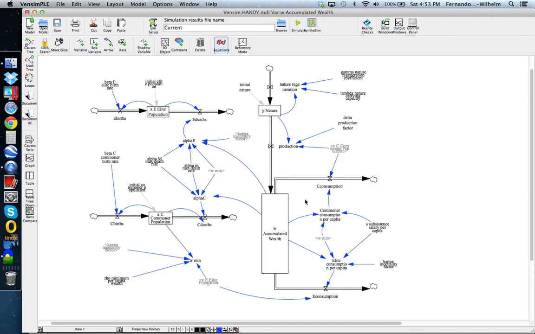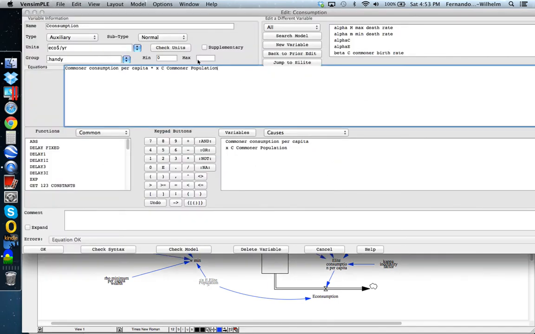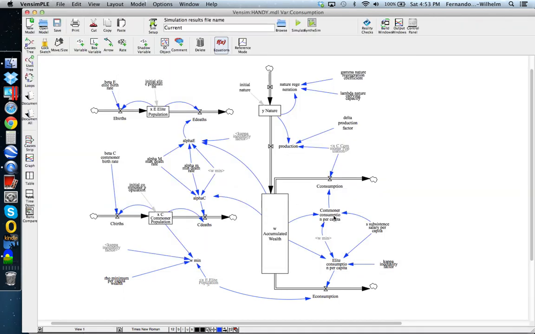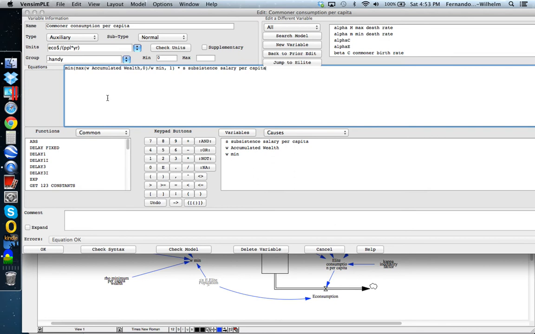Let's take a look at the consumption, and I'll pick for example, the consumption of commoners. You can start with that, and let's see how that looks. And what you'll see is that the consumption, as we saw in the equations, is equal to a commoner consumption per capita times the commoner population. Okay, now the commoner consumption per capita appears here, and that's the one that is driven by the minimum of the accumulated wealth divided by W min, or 1.